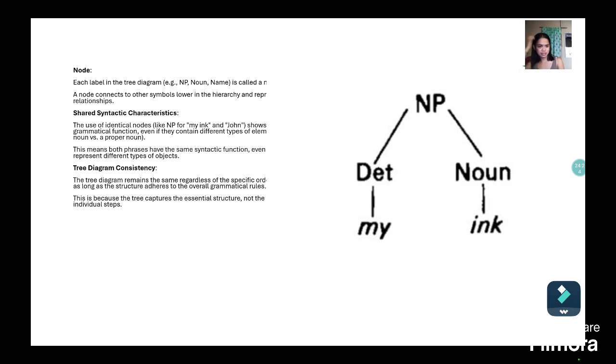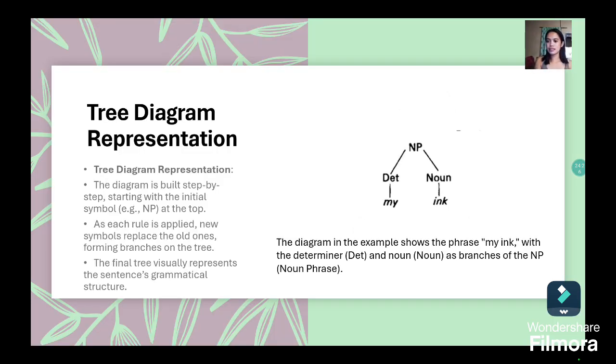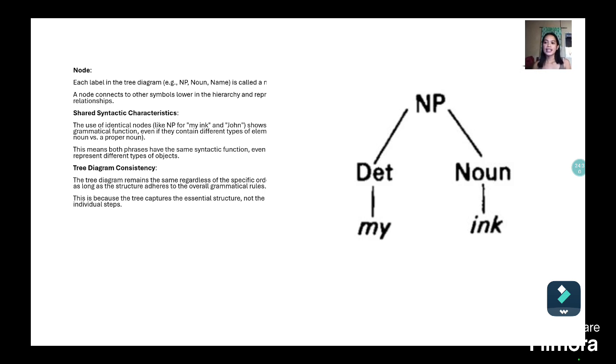Next, node. This is a continuation of the tree diagram representation. Each label in the tree diagram, for example noun phrase, noun, name, is called a node. This one. A node connects to other symbols lower in the hierarchy and represents the relationships. Node.